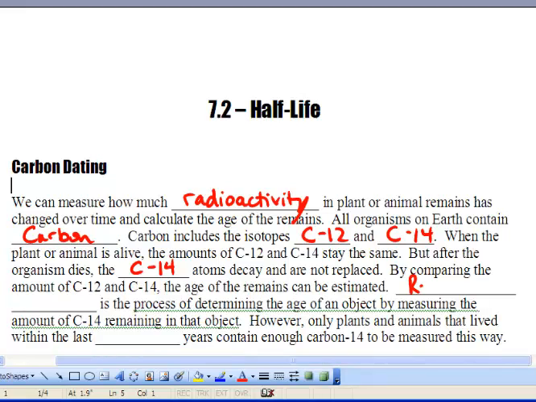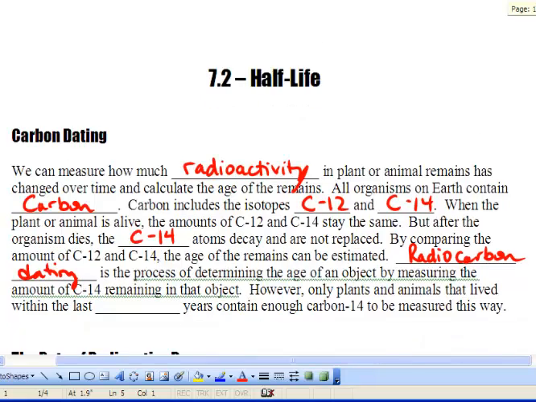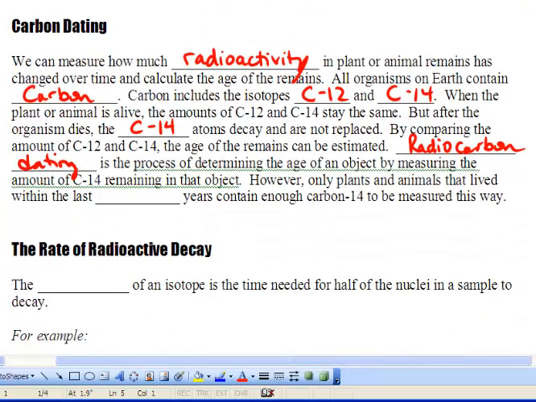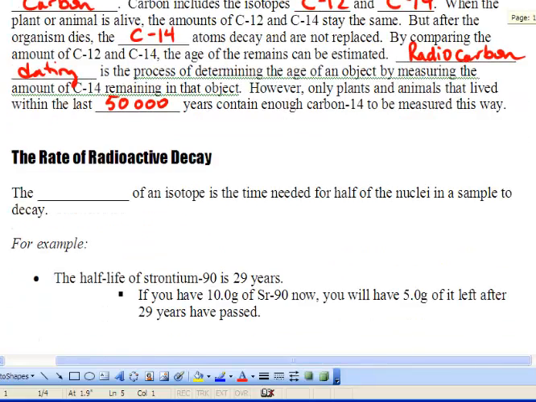So radiocarbon dating is the process of determining the age of an object by measuring the amount of C14 remaining in the object. However, only plants and animals that have lived within about the last 50,000 years contain enough carbon-14 to be measured. Now you're going to see this in our graph that there's only that age limit that can be tested, because otherwise there's just not enough C14 to even see it. And that leads us to the rate of radioactive decay.